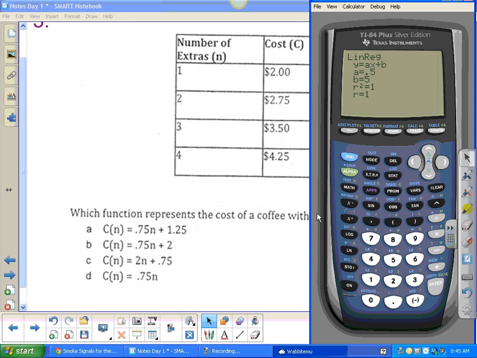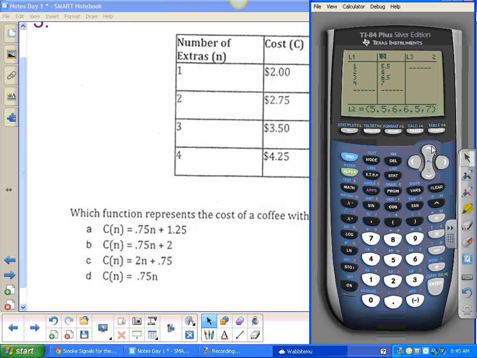And if you'll recall, we went to stat. I'm going to stay on edit because I need to enter in my data. I need to clear out my L2, so use my arrow button and get up on the L2 and hit clear, enter, and then go over to my L1 and hit clear, enter. And then I'm going to type in 1, 2, 3, 4, and $2, $2.75, $3.50, and $4.25.